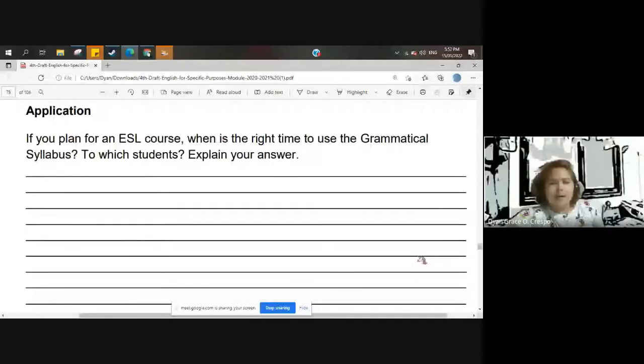Okay. If you plan for an ESL course, when is the right time to use the grammatical syllabus? To which students? I will answer this one. For me, if I will plan an ESL course, I won't be using grammatical syllabus, not unless the students want to become a writer, or gagawa ka ng syllabus for more on writing. But when it comes to, for example, flight attendant, hindi naman nila kailangan yung masyadong ano eh. Yes, they need to have a grammar, but what they need to do is to communicate eh. So it depends.